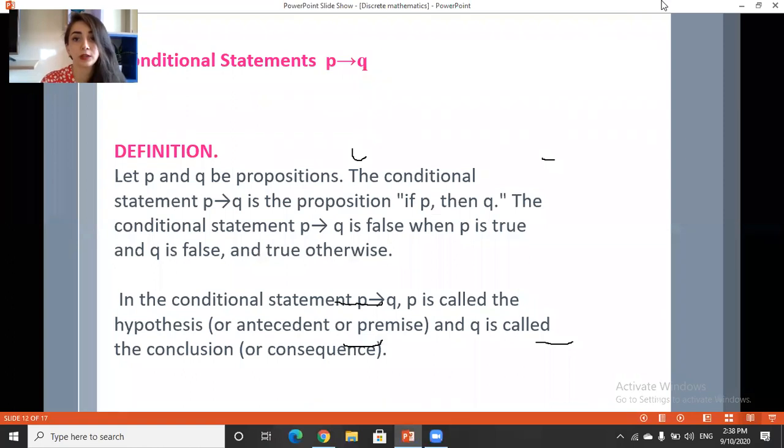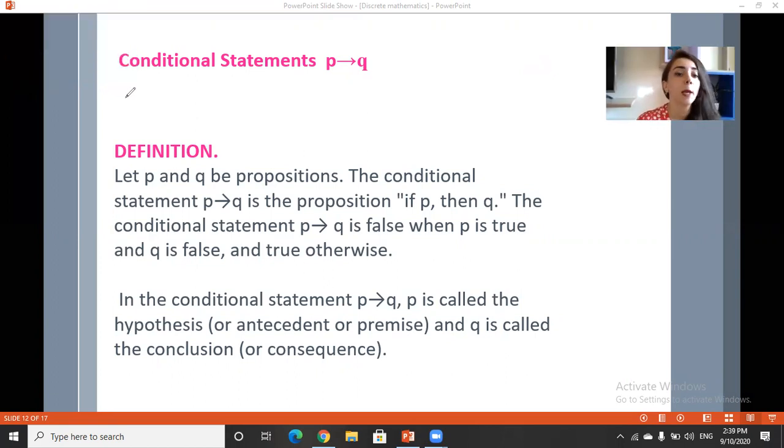Let me clear the drawings. Definition. Let P and Q be propositions. This is a conditional statement. Do you see? Okay, conditional statement. So what's a conditional statement? Let's find out. The conditional statement, we use this sign in order to show the conditional statement, is the proposition if P then Q. What does it mean?